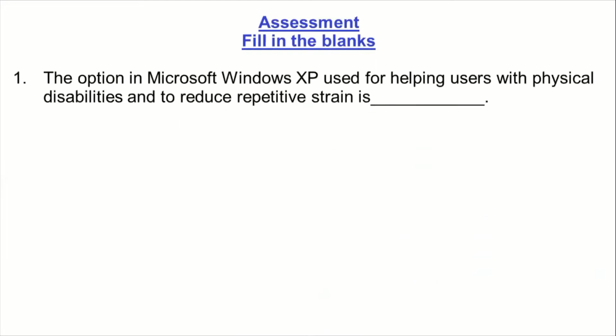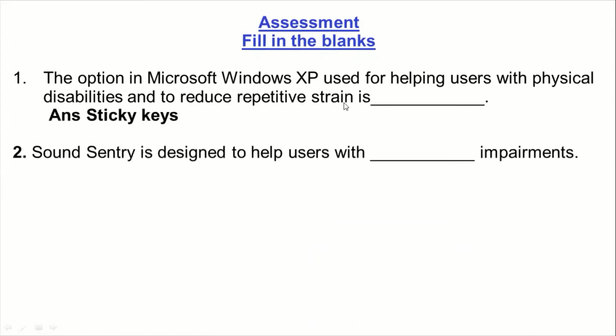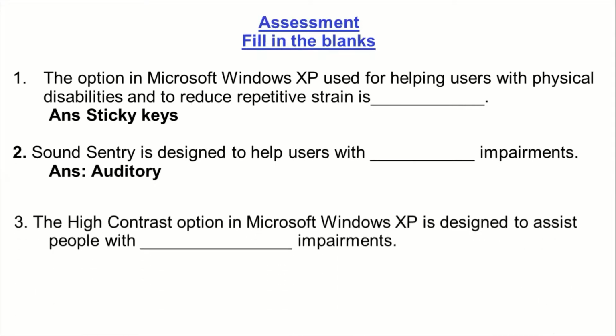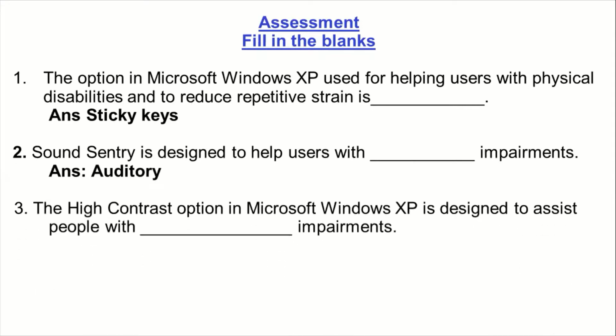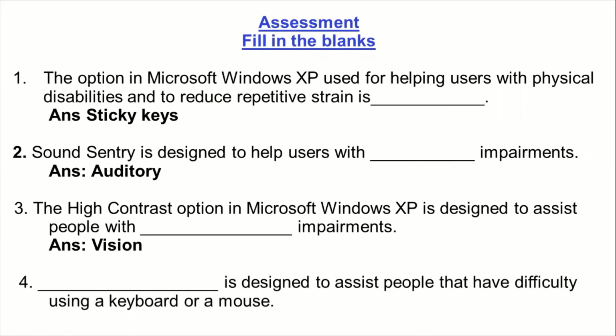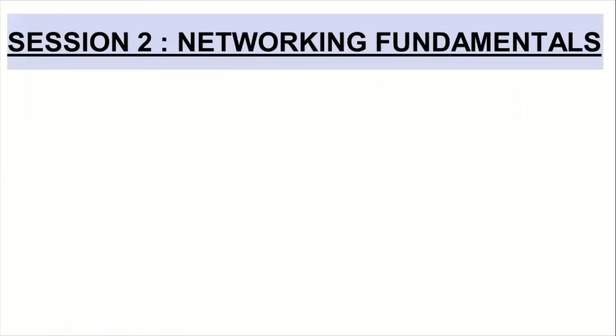Assessment. Fill in the blanks. The option in Windows which helps users with physical disabilities and reduces repetitive strain is... Answer is sticky keys. Sound Sentry is designed to help users with dash impairment. Answer is auditory. The high contrast option in Windows is designed to assist people with dash impairment. Vision. Dash is designed to assist people that have difficulty using a keyboard or a mouse. Serial keys.